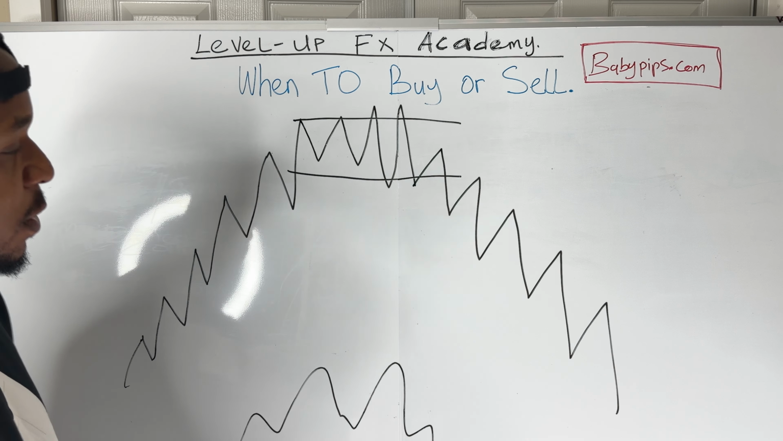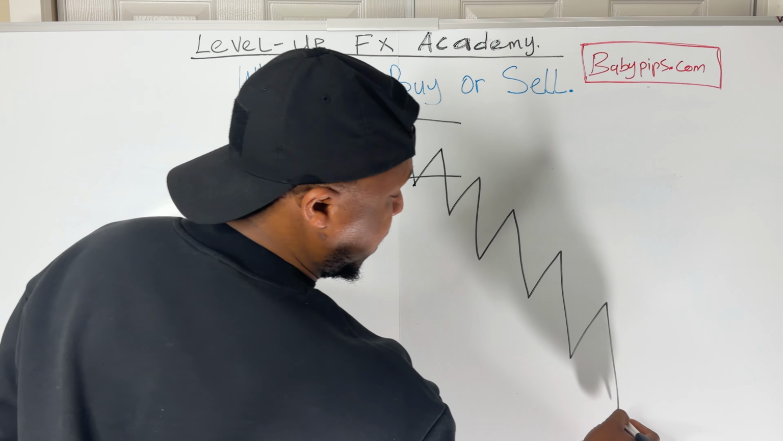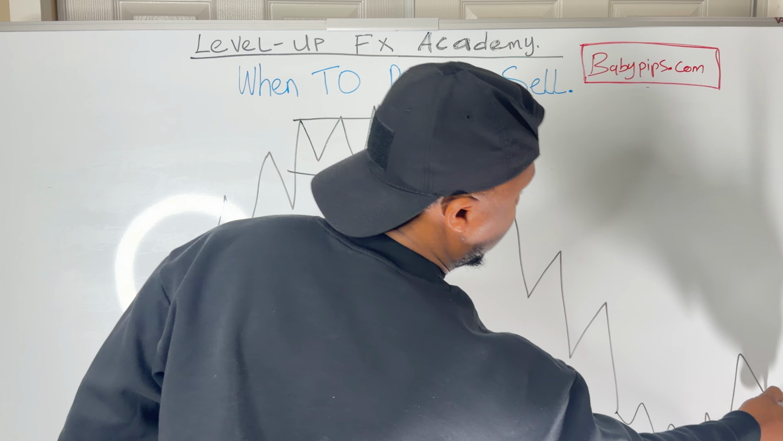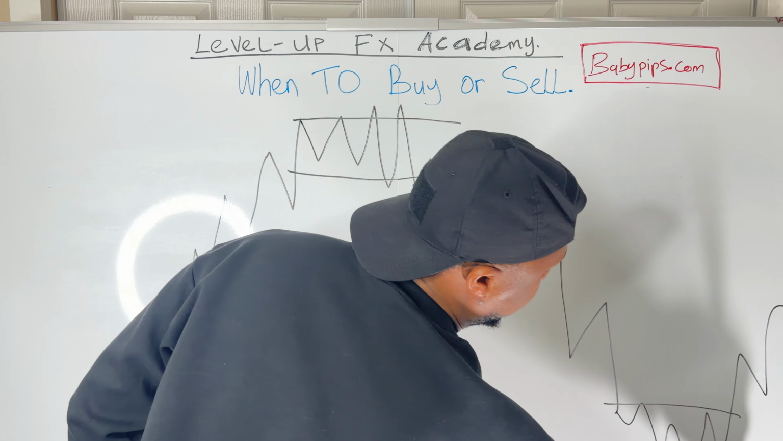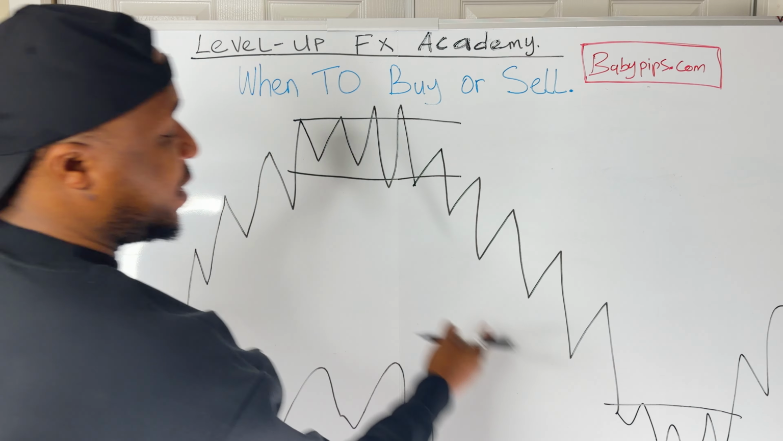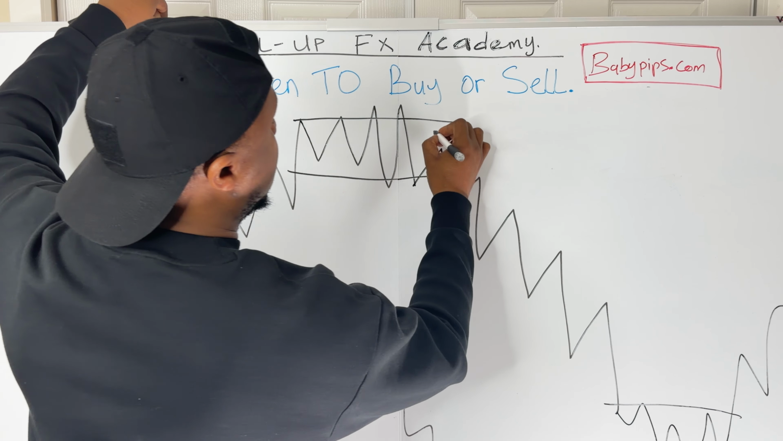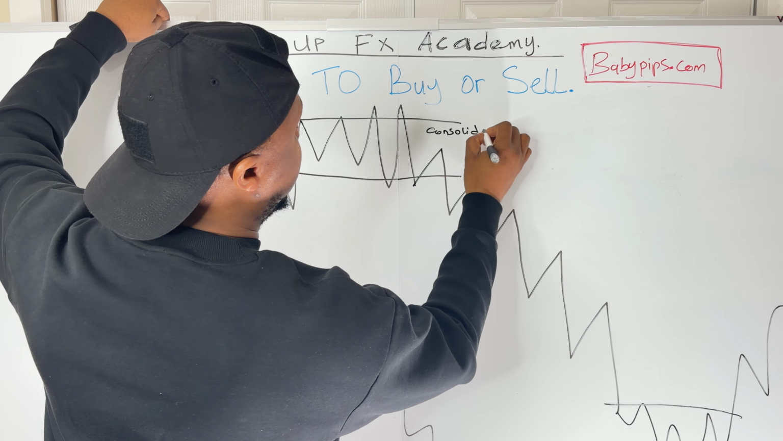It moves in waves. When it gets to a low, it can't go lower. It now meets a support, makes a support and begins to go up. At this point where it's not making any significant high or low, we call it consolidation. Consolidation phase.